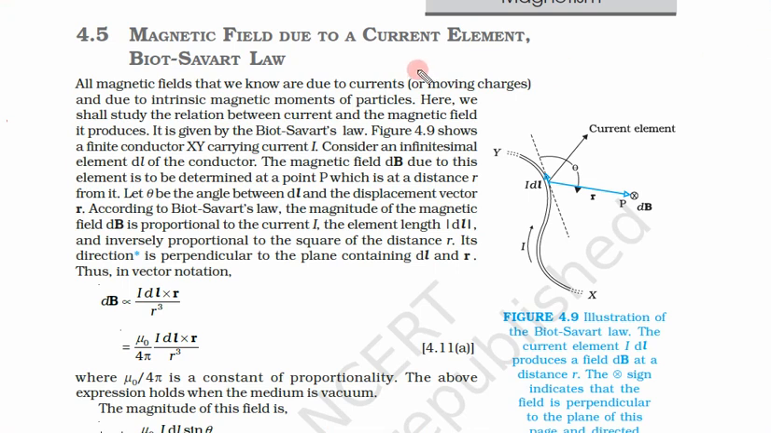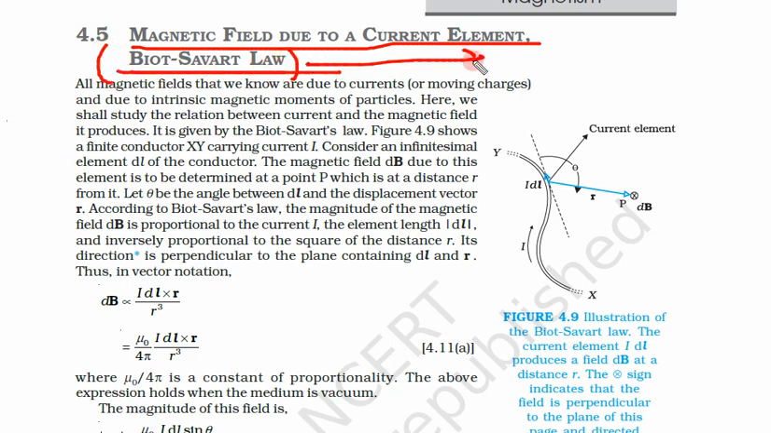This next topic is magnetic field due to a current element, or it is famously called Biot-Savart's law. This is also very important. Every year you get one question from this Biot-Savart's law or its application.